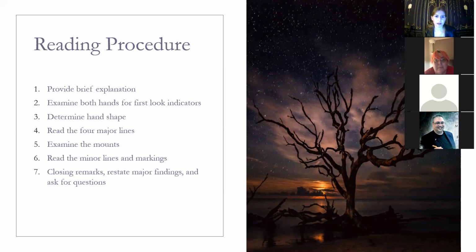So you can examine both of their hands for the first look indicators, that's the texture, consistency, things like that. You're going to determine hand shape, whether it be the elemental classifications or the other classifications. You're going to read the mounts and the four major lines. You can do either one first. And you're finally going to be able to look at the minor lines and other markings, finger sets, fingerprints, all these other things if you have time.